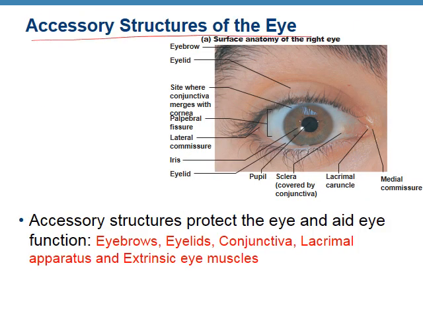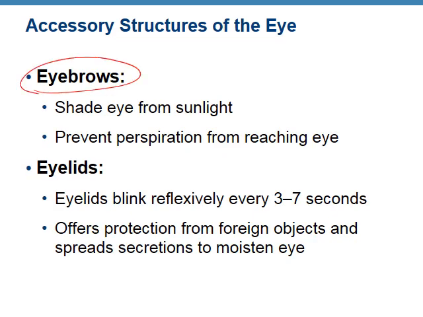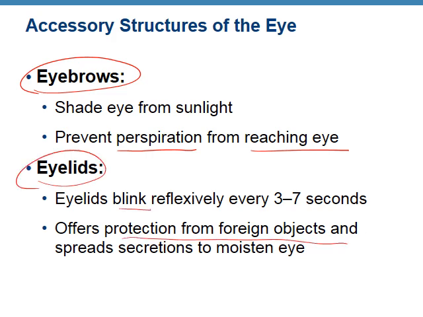Accessory structures of the eye, I have them listed here. Eyebrows. One of the things is your eyebrows are supposed to be nice and bushy, right? This stops sweat from dripping down into your eye. Obviously, we have eyelids that can close in case somebody's trying to poke us in the eye, right? Conjunctiva, I'll show you in just a second. We have a lacrimal apparatus, and then, of course, we have these 6 extrinsic eye muscles. So eyebrows prevent sweat from reaching the eye. Eyelids, they're going to blink, offers protection from foreign objects.